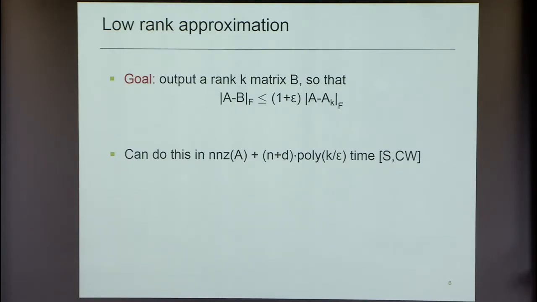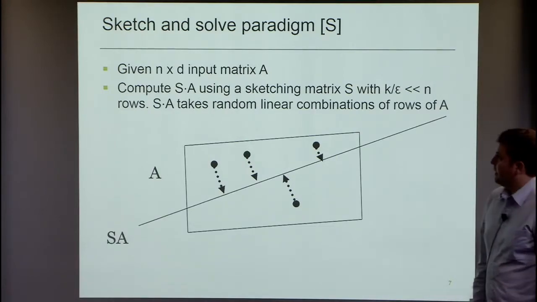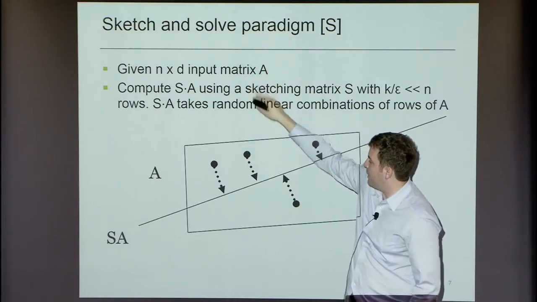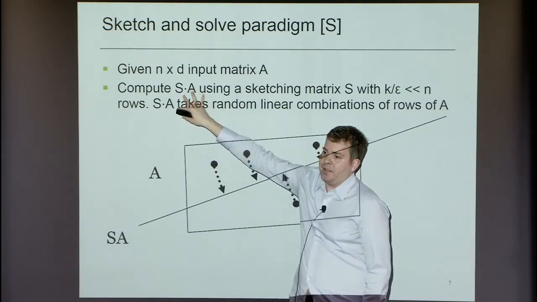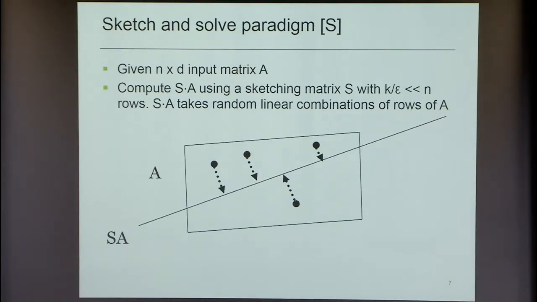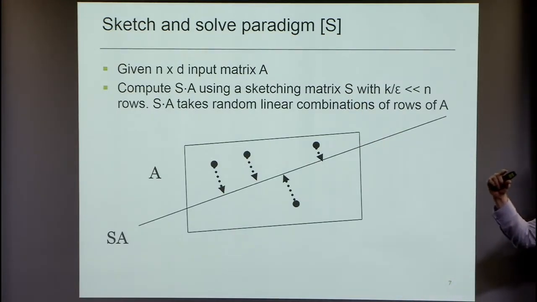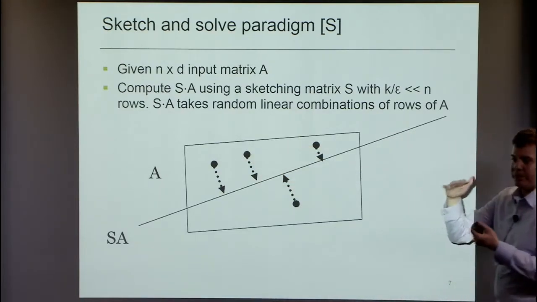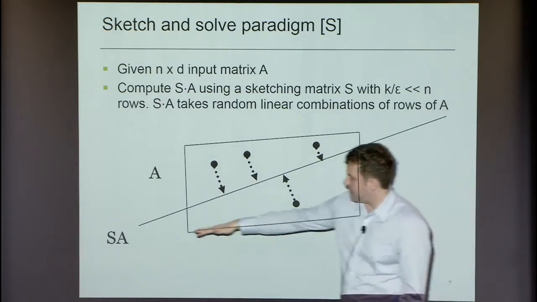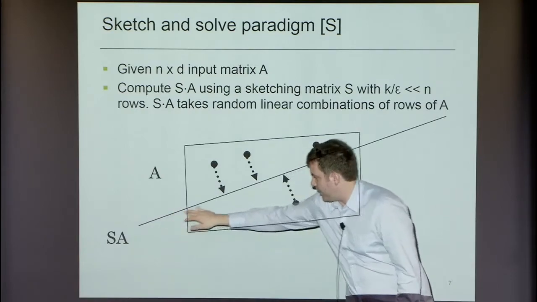So let me give you an idea how to achieve this running time for approximate SVD. The idea is as follows. You're given this n by d input matrix A. You think of having these n points in R^d. The first step is to compute S times A, where S is a random matrix. There are many different kinds of random matrices S that work. I'll go over some of those. I'll call this the sketching matrix S. It's a very wide, fat matrix, with k over epsilon rows and n columns. What S times A is doing is taking k over epsilon random linear combinations of these n points. And I can look at the rows of S times A as a subspace in R^d, which I've drawn here as a line.